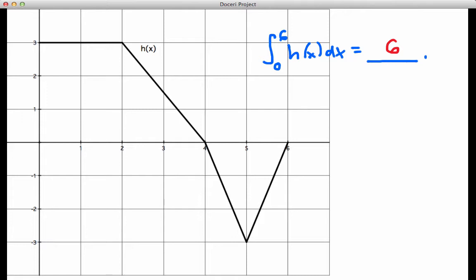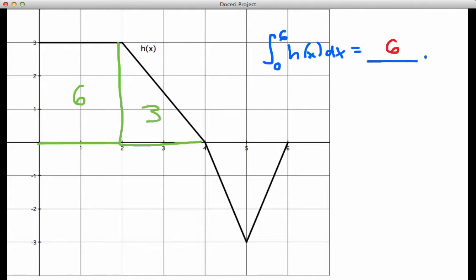Like, for example, pretty clearly I might want to go from 0 to 2. Okay, the area there, that's just a rectangle, and so its area is equal to 6. It's got a base of 2 and a height of 3. So the integral just from 0 to 2 would be 6. Now the integral from 2 to 4, that's just a simple triangle with a base of 2 and a height of 3, so its area is 3.